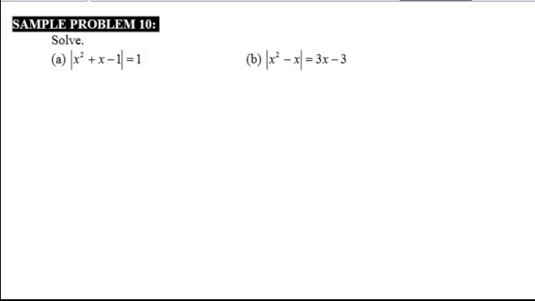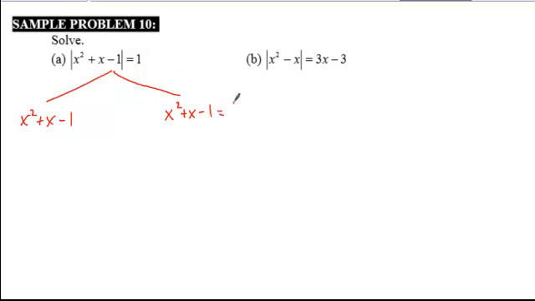This problem A, we have an absolute value equation. So we isolate the absolute value expression, which is already done. We then split into equivalent equations. Each of these equivalent equations is going to begin with the exact expression that's inside the absolute value.